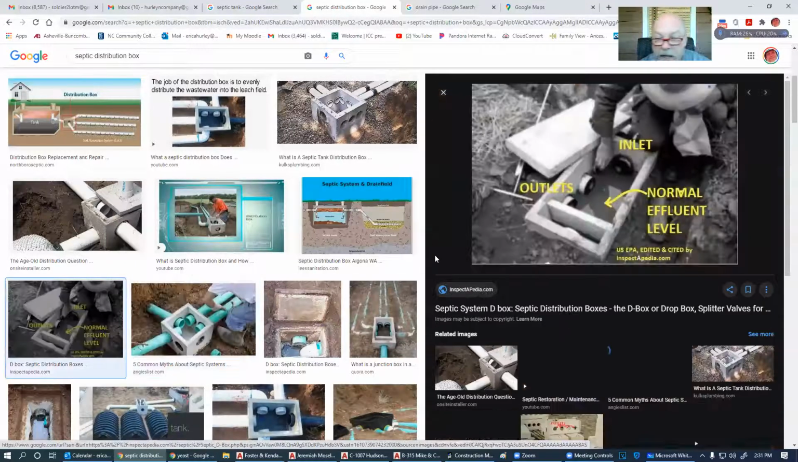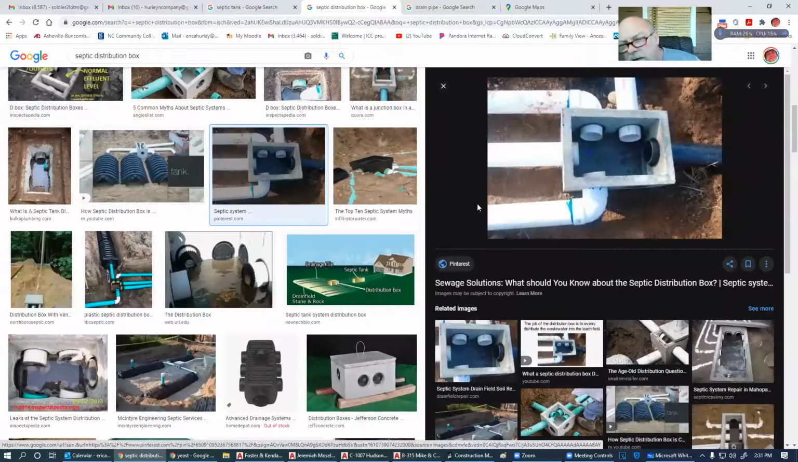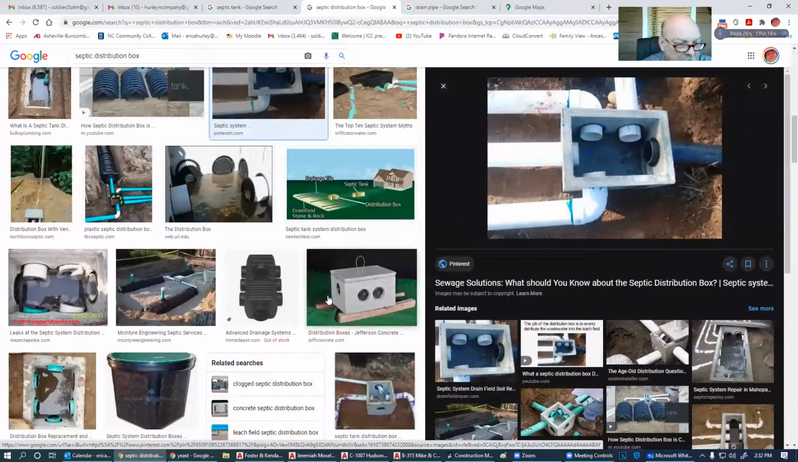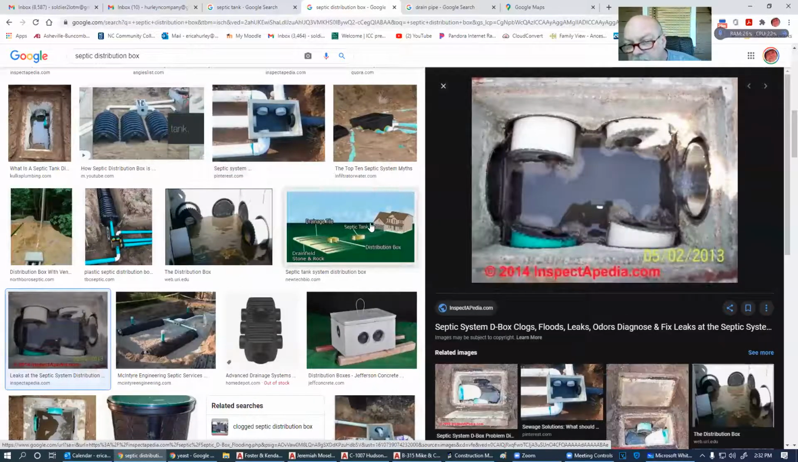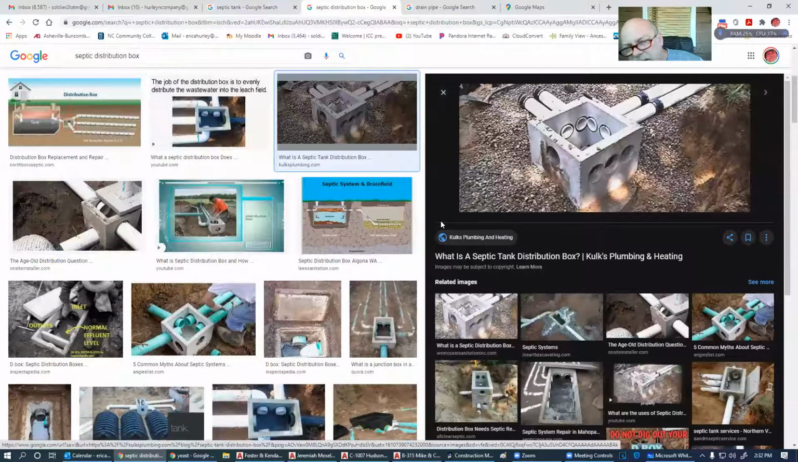Let me see if I can find another picture here. Got an inlet there. That's not a very good picture. Okay, see the distance here, the distance in concrete? Look at the distance there. This one is shallower, meaning this one sticks up higher than these other ones over here. So this is the inlet, and these are the outlets.